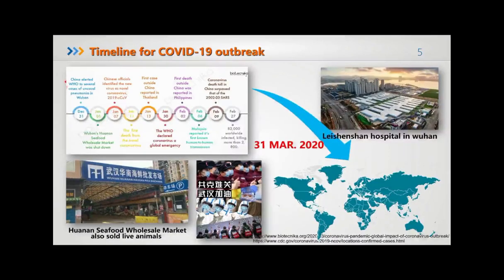These pictures display an outbreak timeline for COVID-19. On December 31st, 2019, China alerted WHO about several cases of unusual pneumonia-like illness in Wuhan city. The illness was named COVID-19 by WHO afterwards. Many of those infected were working at the city's Huanan Seafood Wholesale Market. It is worth noting that the market also sold live animals.